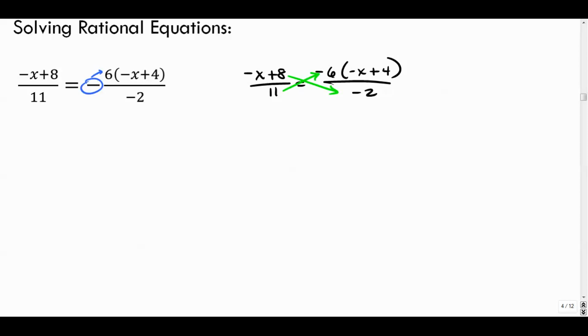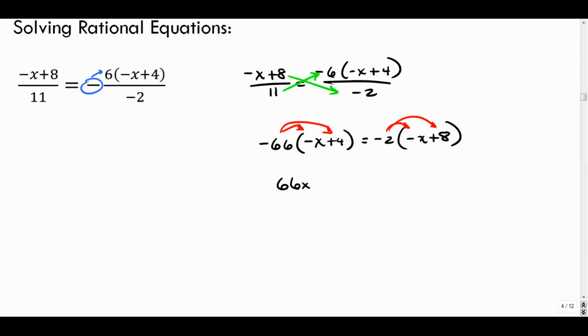So I have 11 times negative 6, which is negative 66. And I keep my parentheses. Negative 2 times that binomial, put that in parentheses as well. Now we're distributing on both sides. So we have positive 66x minus, let's see, that's 240 plus another 24, 264, I think. Let me check that. 24, 240, 264, yeah, that works, is equal to positive 2x minus 16.